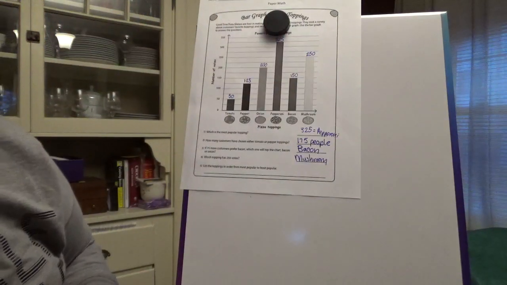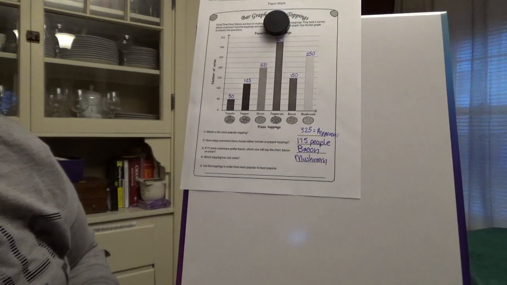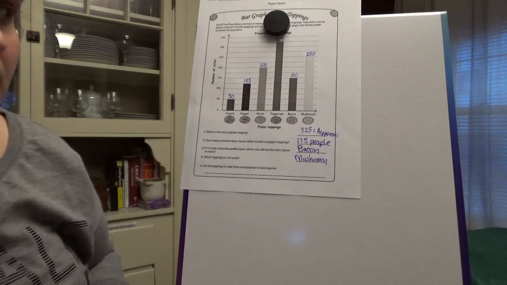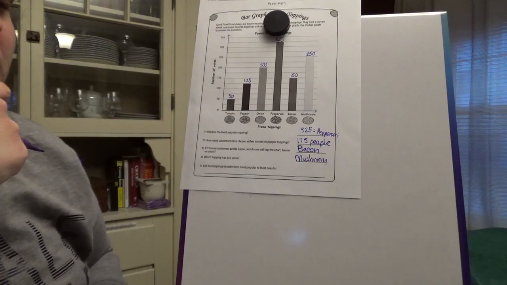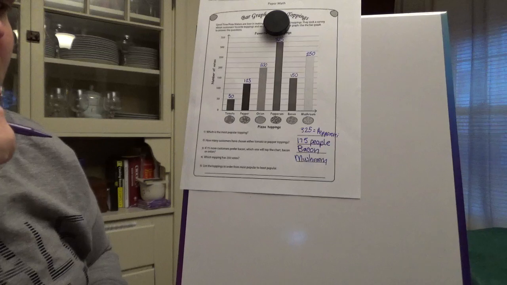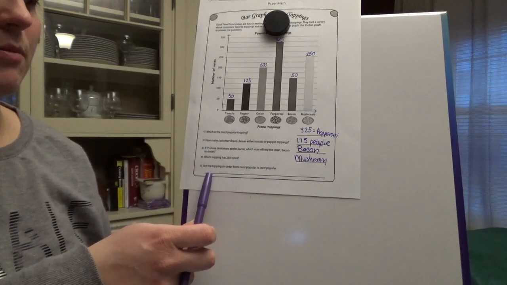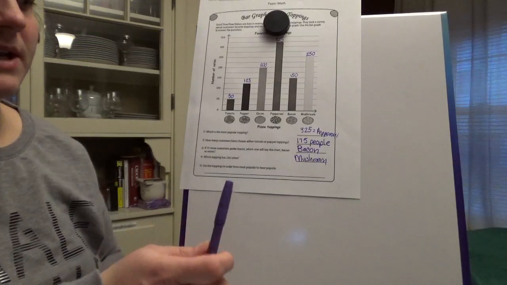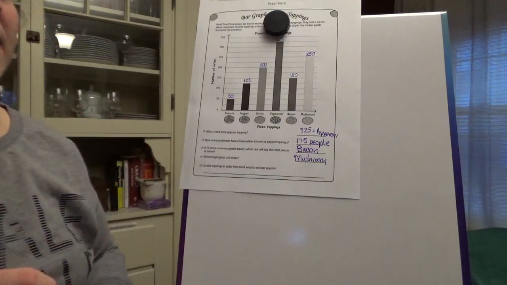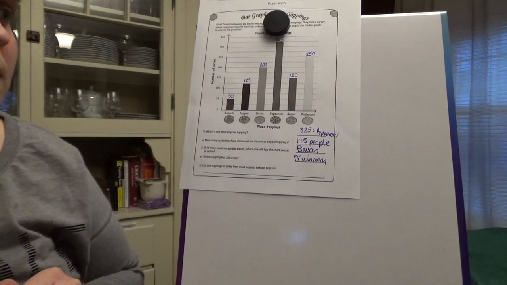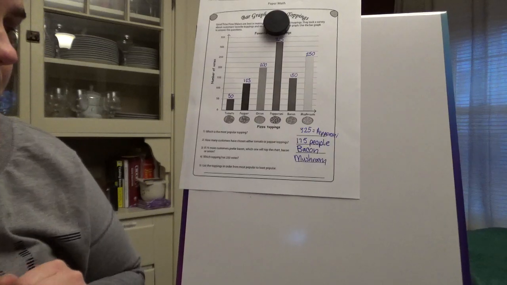And my last question, list the toppings in order from most popular to least popular. Now, some of these questions were a little bit trickier, so I'm going to give you about 30 more seconds in case you haven't gotten to this question. So right now, pay attention to number 5. Check your work if you've already done it. Take 30 seconds and figure out how to order these toppings.